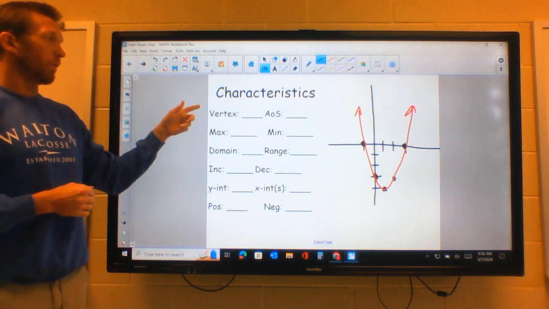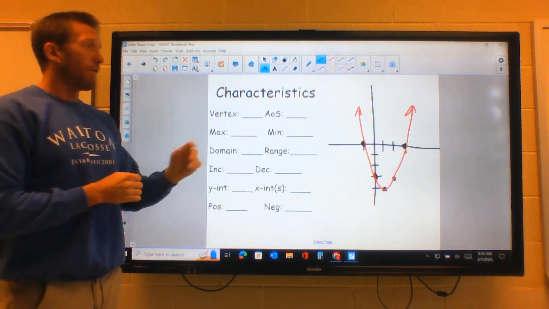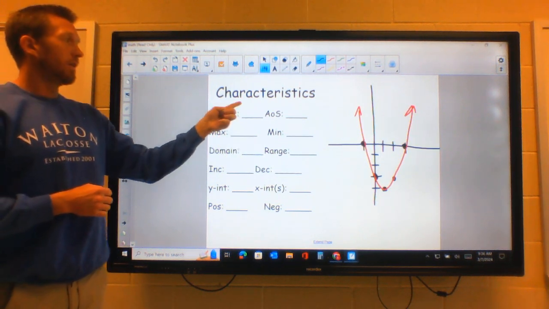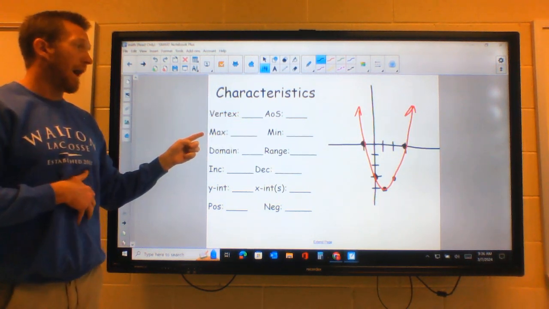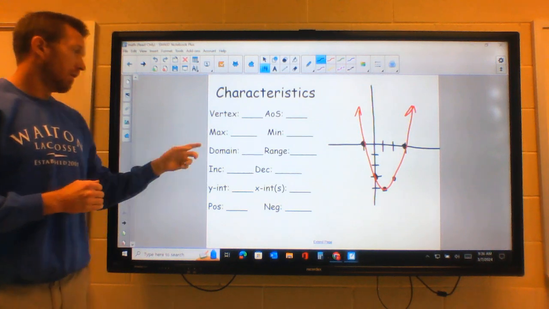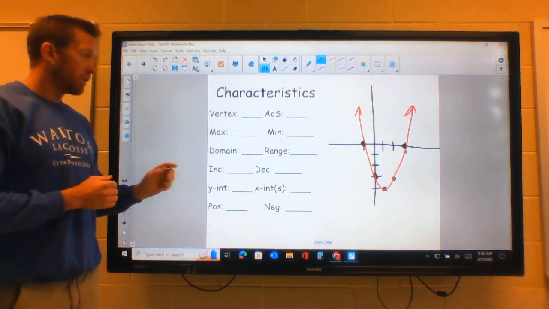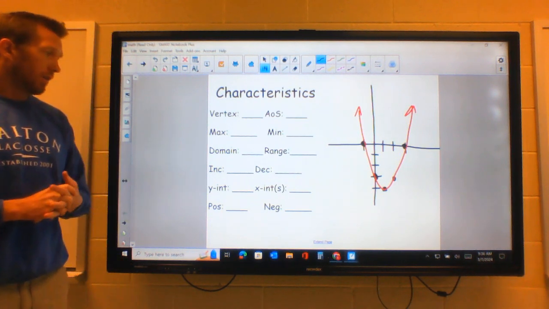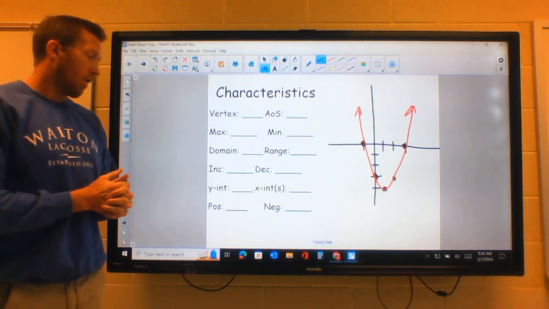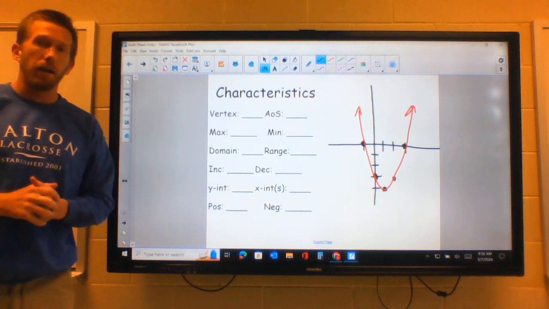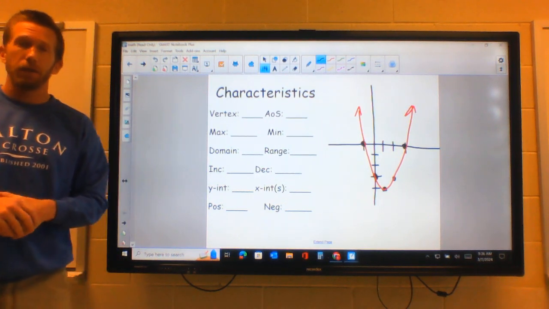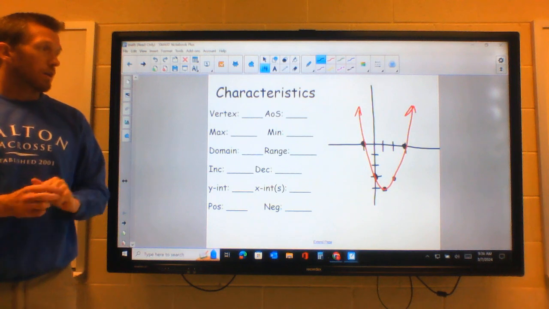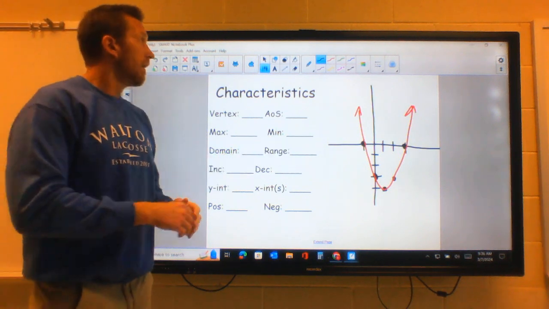Specific characteristics that we need to be able to identify from a graph is the vertex, the axis of symmetry, a max or a minimum value, the domain, the range, where it's increasing, where it is decreasing, and what the intercepts are, all right? As well as the positive or the negative region, all right? So first, we have a graph.